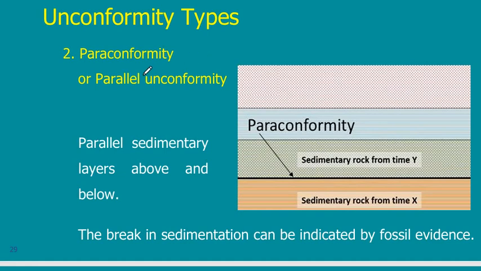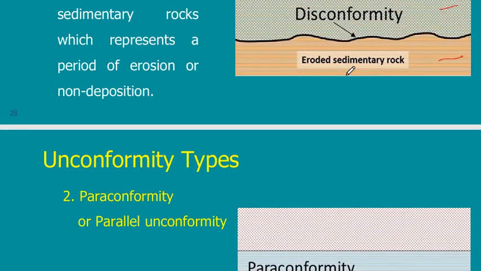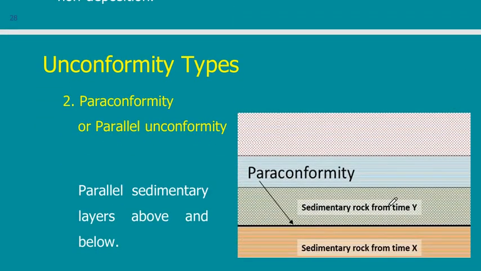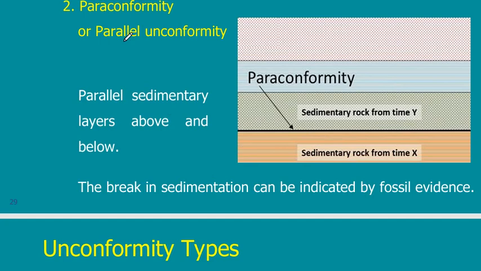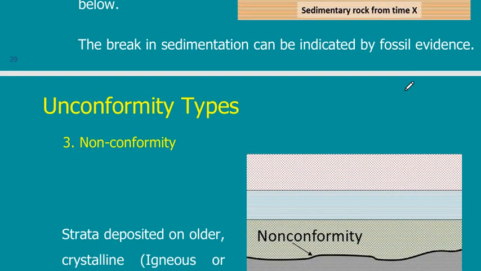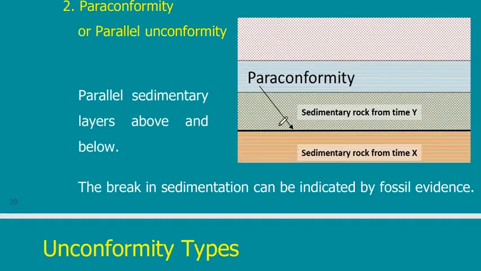Suppose the line is exactly parallel. In this case, it is the same as this, but instead of having an irregular line like this, it is a parallel line, and it is called parallel unconformity. Parallel unconformity is very difficult to find, because you will find that there are no irregular lines showing you this, but geologists can say where it is found.